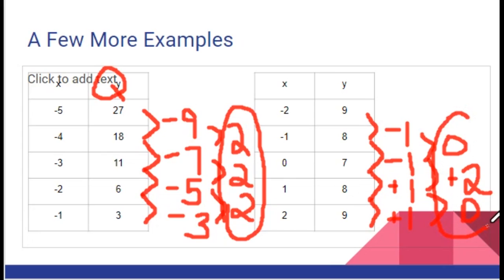This second difference is not constant. They're different, a 0, a 2, and then a 0. Because the second difference is not constant, this one is not quadratic.